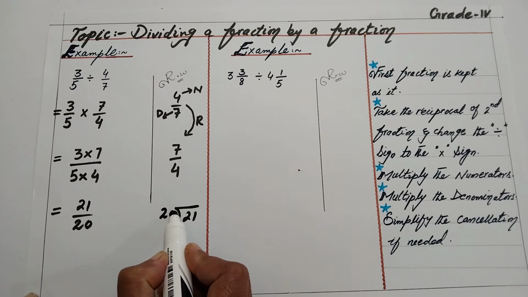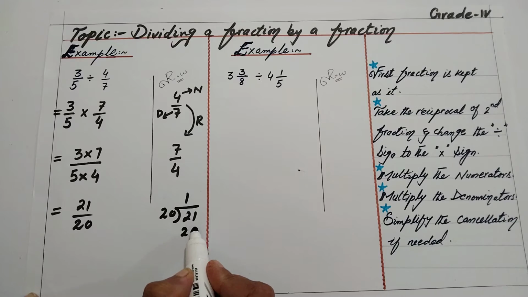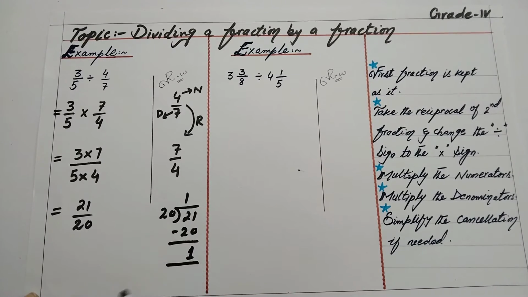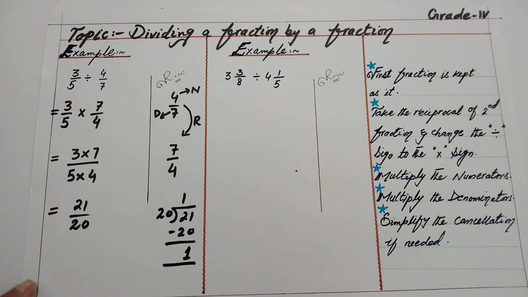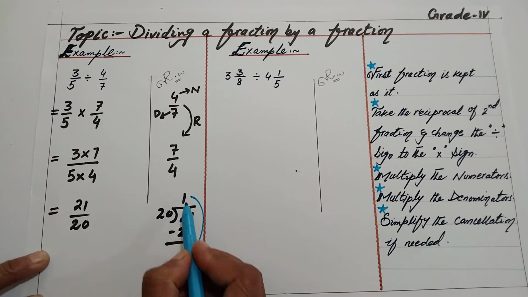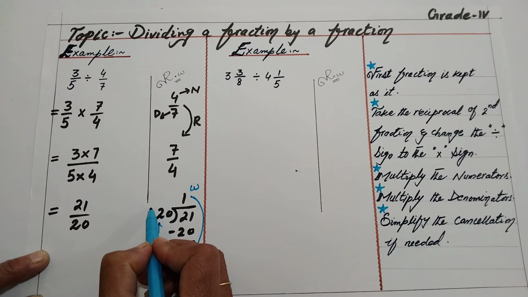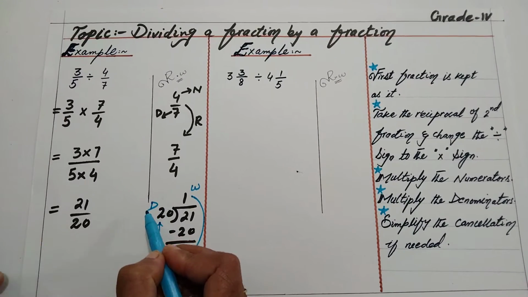21 by 20. So 21s are 20, and 1 minus 0 is 1. It means we have to write the answer in the form of a mixed fraction. What is the method to write the fraction as a mixed fraction? Like this will be your whole number, this remainder will be the numerator, and this divisor will be the denominator.